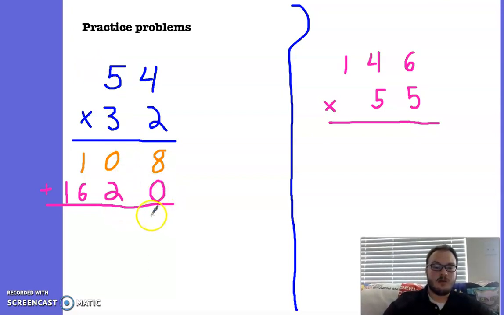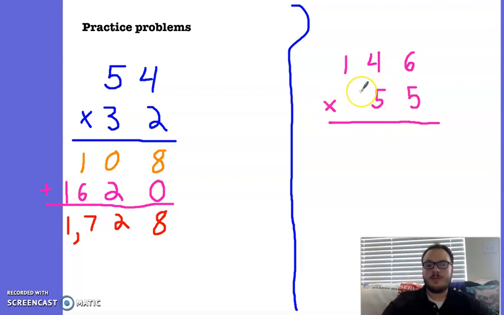But now I will add to find my product. 8 plus 0 is 8. 2 plus 0 is 2. 1 plus 6 is 7. And 1 plus 0 is 1. So I have a product of 1,728.